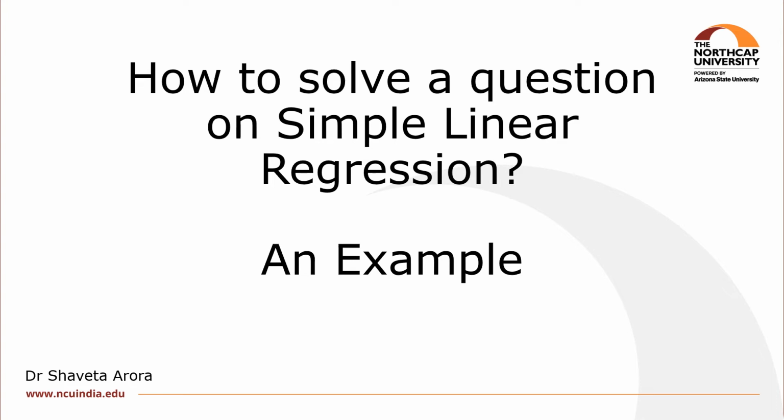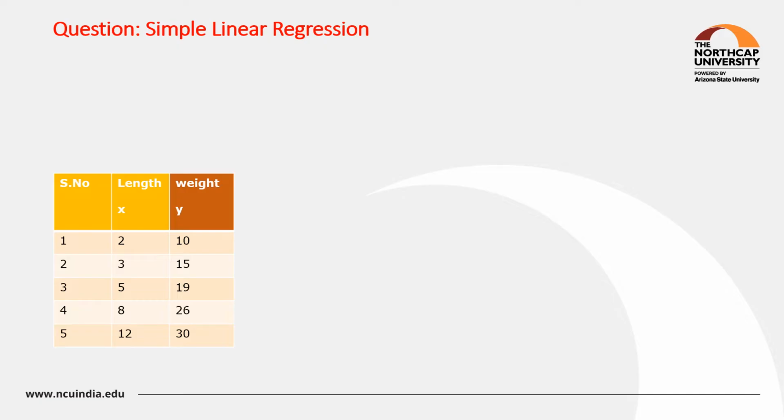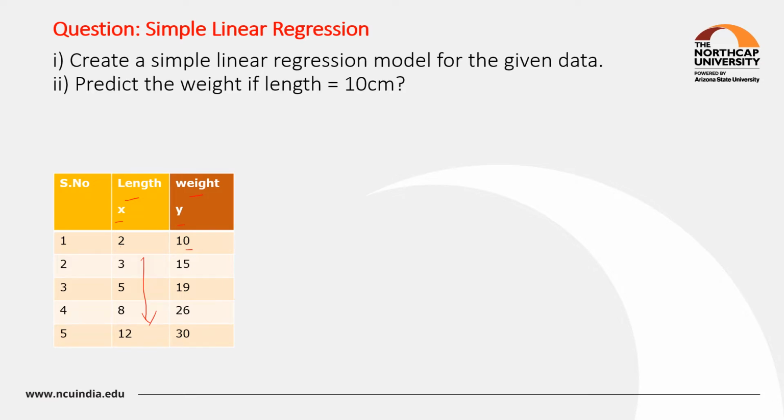Hello friends, let's take a question and solve that using simple linear regression. In this question, length and weight of an insect is given, which is represented by variable x and y. If length of the insect is 2 centimeters, say, then the weight is 10 grams, and so on. We have been given these 5 values between length and weight, and the question says that we need to create a simple linear regression model for this data, and also we need to predict the weight if length is 10 centimeters.